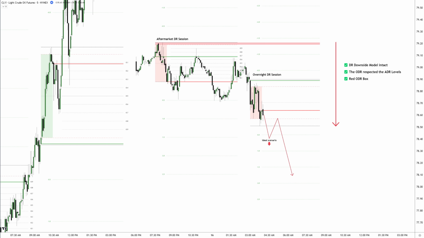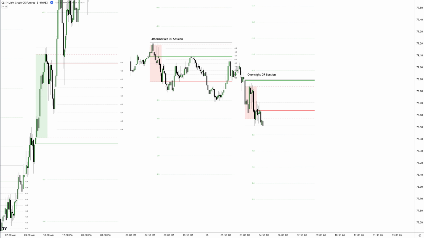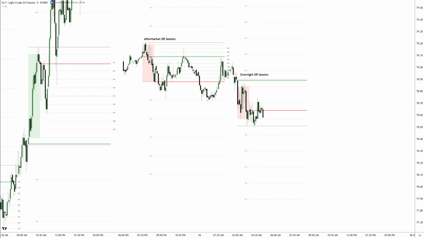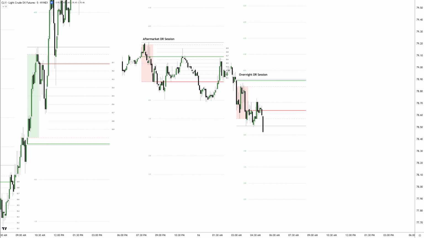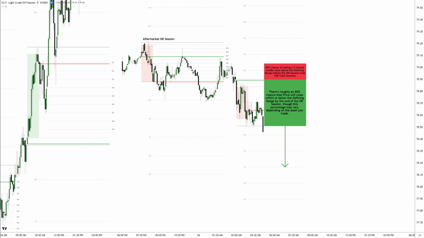To solidify this bias, we ideally want a short confirmation, as it would strengthen the likelihood of a DR downside model continuation. On the other hand, a long confirmation would slightly weaken this probability, requiring adjustments in expectations. Price initially failed to close below the defining range, but eventually found its way lower with the 5:05 a.m. candle. This was a positive sign. Why? Because statistically, once price closes below the defining range, there's only about a 20% chance of a DR false session, where price would close above the defining range again. With this established, it is time to prepare.